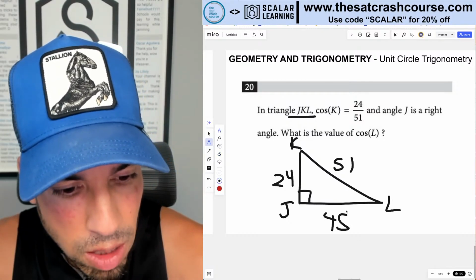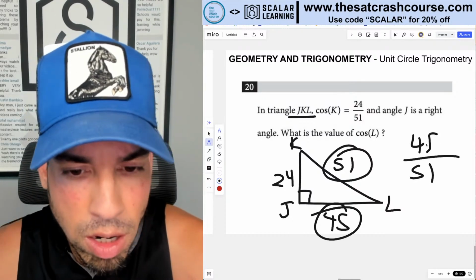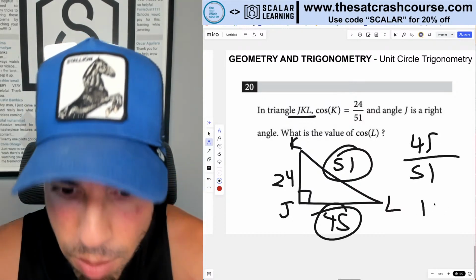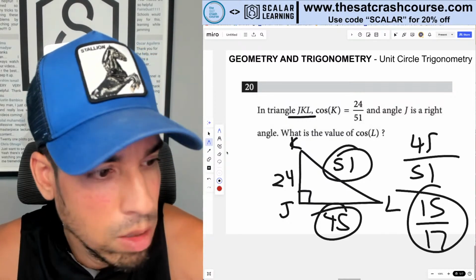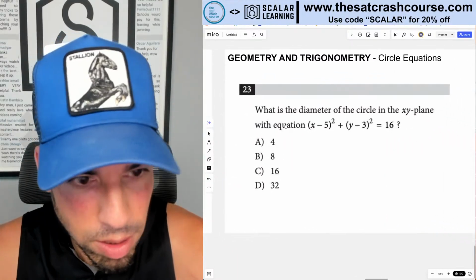So cosine of L is adjacent over hypotenuse, 45 over 51. To reduce it, divide top and bottom by 3, and we get 15 over 17 for the win. Boom, done. Yeah, how many more do we have? Oh, last one. Last one.